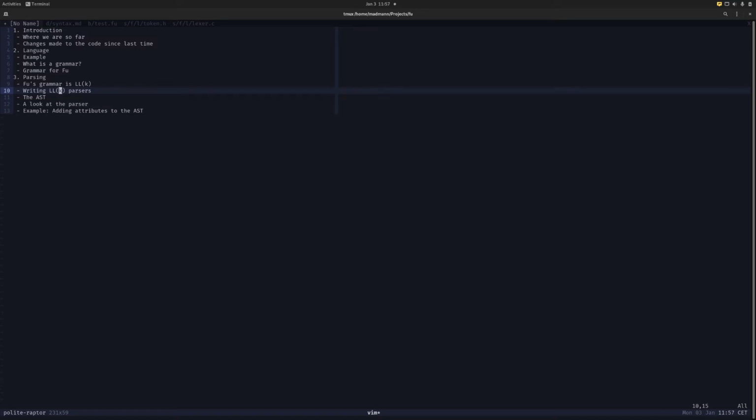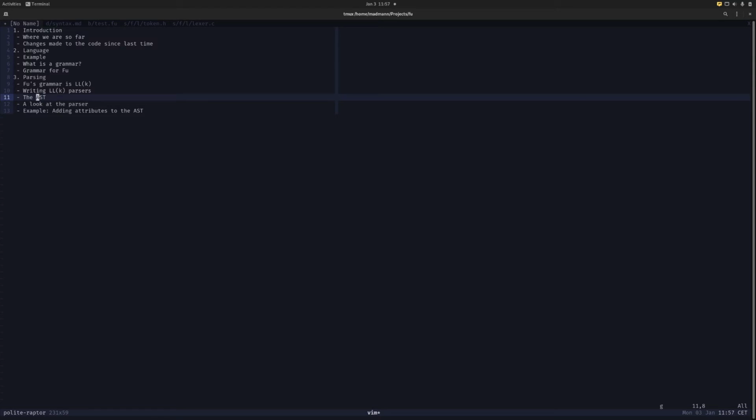Then there's the question of what's the result of parsing? Because I've talked about parsing, but what do we really produce, right? We produce what we call an AST. The AST is what we call an abstract syntax tree. It's like the name suggests, a tree, and it represents the syntax of the program. The reason why it is a tree is because there's this relationship of ownership between parts of the language.